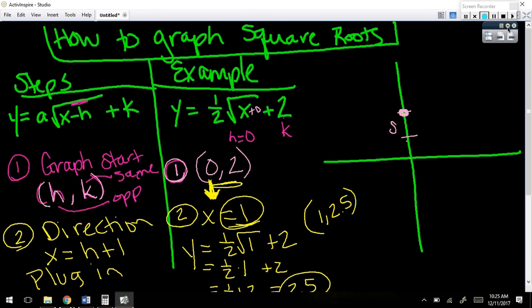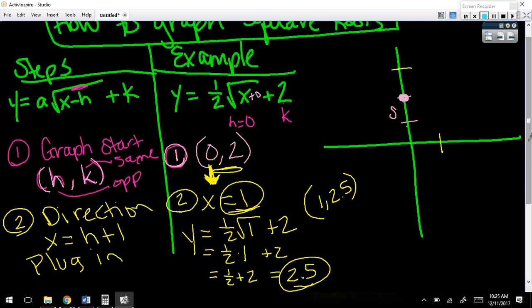All right, so 1, wait, Miss McGee, I can't see the bottom. Never mind. 1, 2, oh my God, that's halfway up. Easy. So this is my direction point. Put your pencil on the start point and connect.